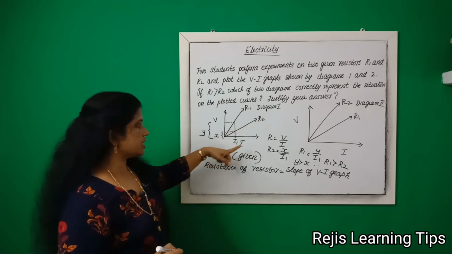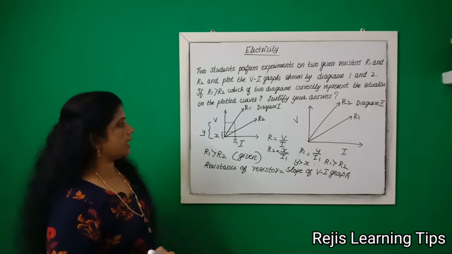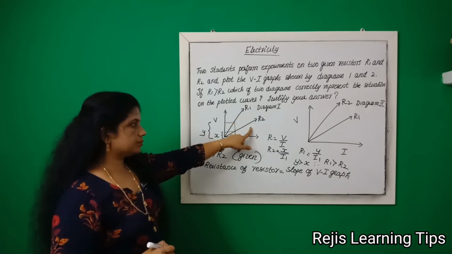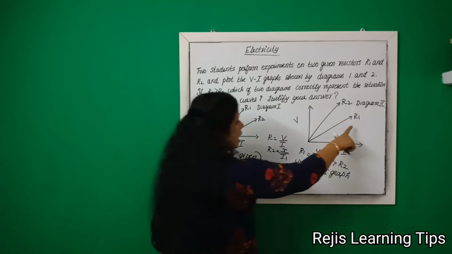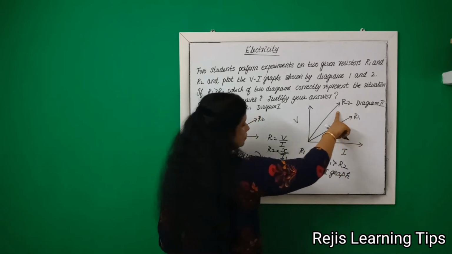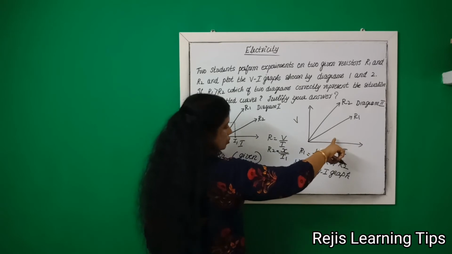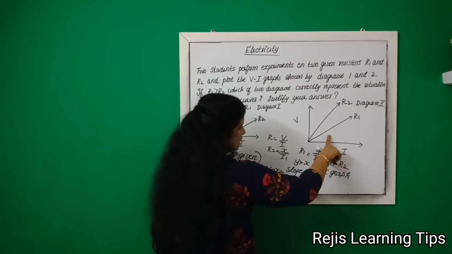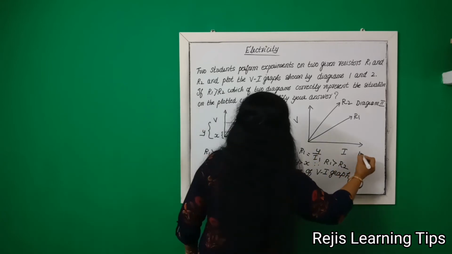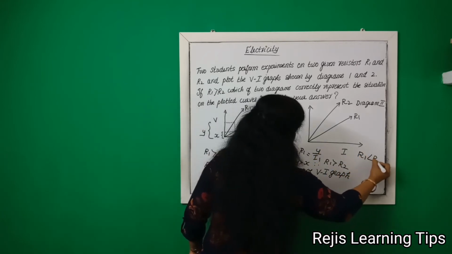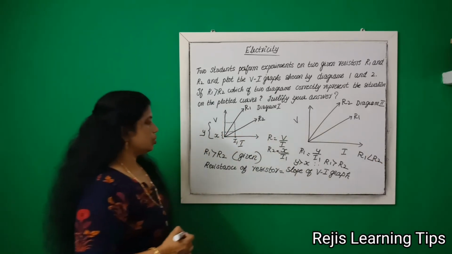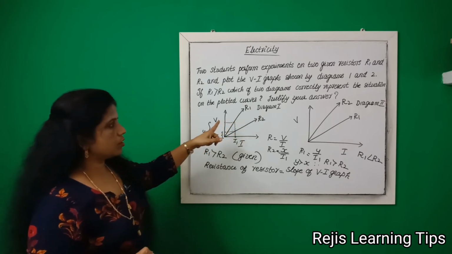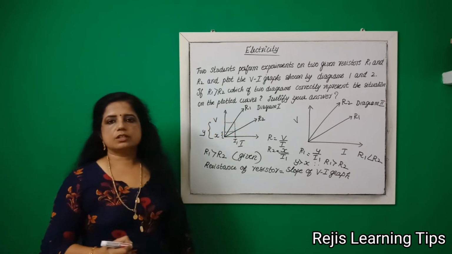So the correct situation is represented in the first diagram. In this diagram, R1 is greater than R2. But here R1 is less than R2. If we find out the value of R1 and R2, you can see that R1 is less than R2. Okay, so the first diagram is the correct representation of the given situation.